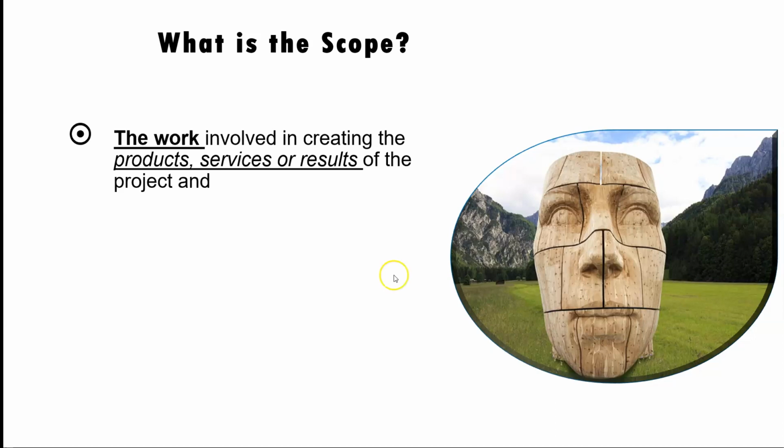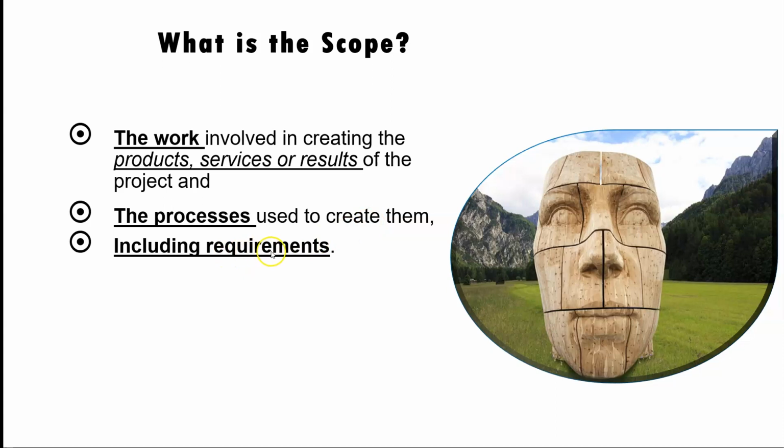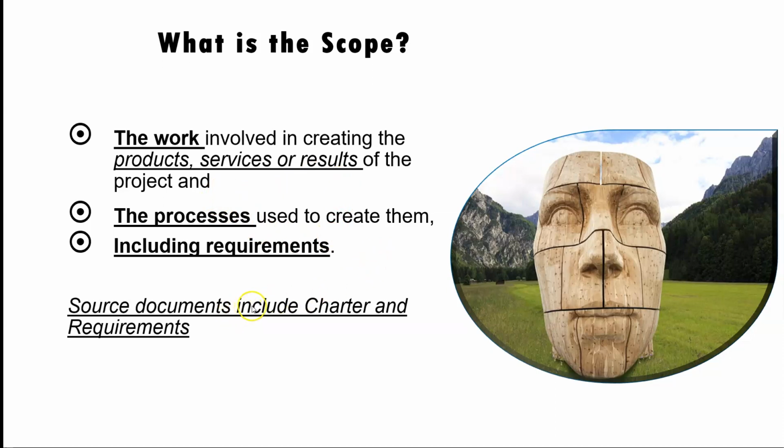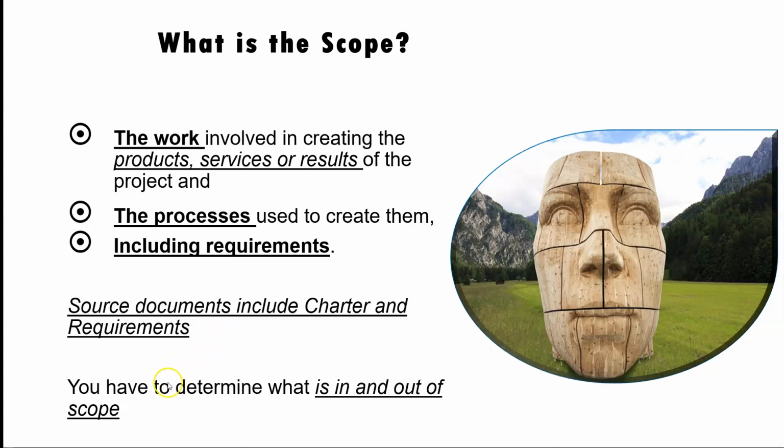What is scope? Scope is the work involved in creating the products, services, or results of the project, but it also includes the processes used to create them, and it incorporates the requirements, what the stakeholders want to see in the products, the services, or results. The source documents for that, the main source one, there are others, include the project charter and requirements documentation. You have to determine what is in scope and what is out of scope, and I've dealt with that in another video.